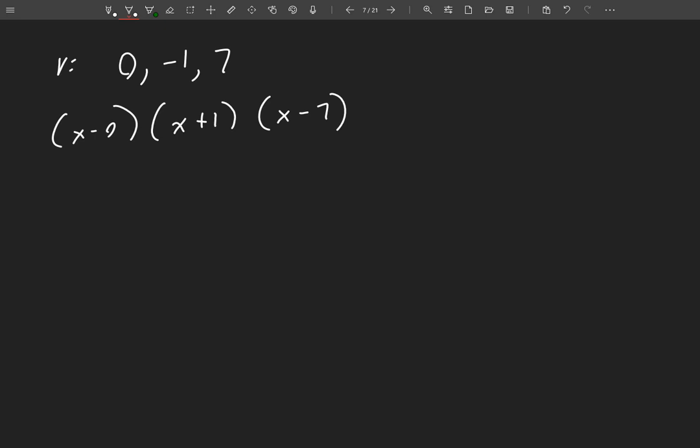But what is x minus 0? Well, x minus 0 is just x, isn't it? So in the case that you have a root of 0, it would have just come from x, because x minus 0 is the same as x. So I'm going to rewrite this as that.